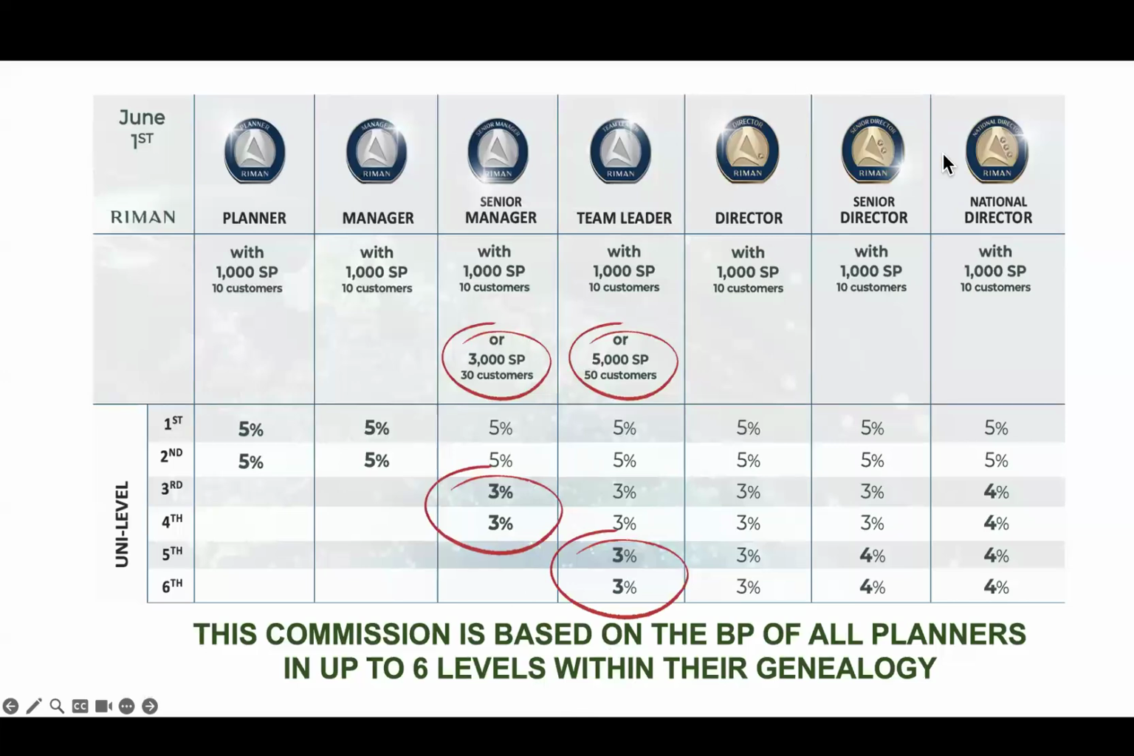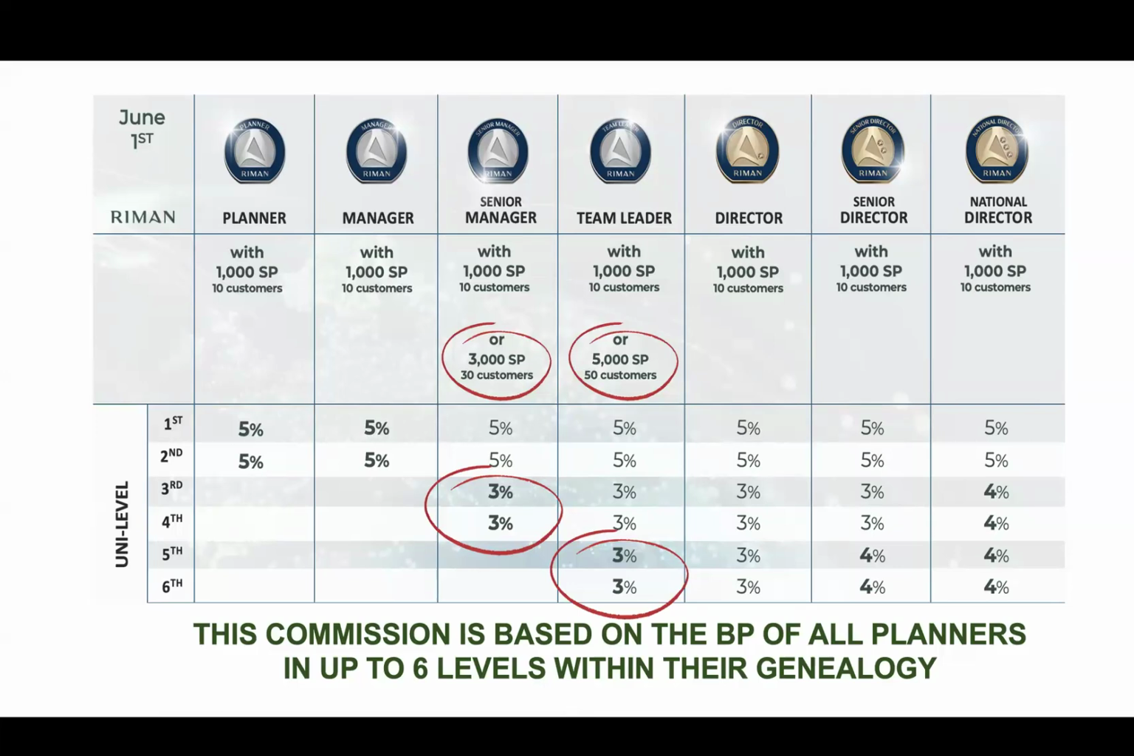Now, when you get to the prestigious director, senior director, national director, it's going to obviously automatically unlock 6 levels: 5-5-3-3-3-3 at director, 5-5-3-3-4-4 at senior director, and 5-5-4-4-4-4 at national director. The money only gets bigger. This commission is based on the BP of all planners in up to 6 levels within their genealogy.